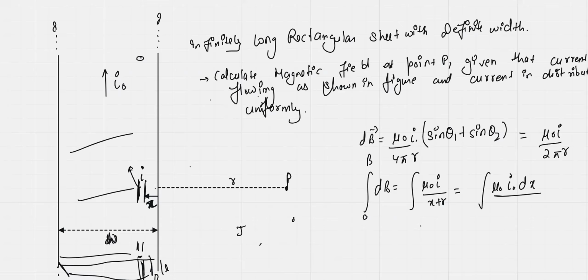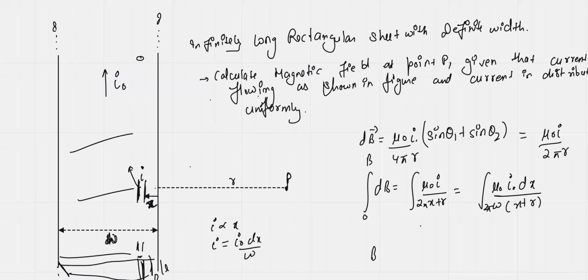The more area you cover, the more current you get, so I is directly proportional to x. So I will be equal to I naught times dx divided by w, the width. When you substitute the formula, instead of I you have to keep I naught dx divided by w, over x plus r. Makes sense. Now, I will try to keep all the constants outside. Here it is 2π, here also it was 2π.